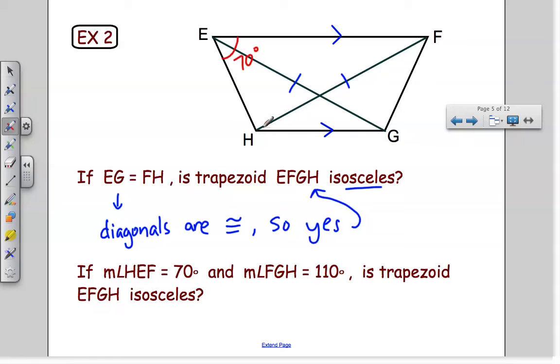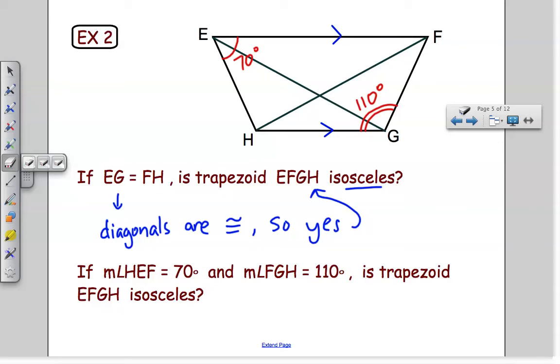FGH, vertex at G. I'm going to have to do two arcs, because it's a different angle, but it's talking about that whole angle being 110 degrees. Is the trapezoid isosceles? I'm pretending I don't know this part here. We said it was isosceles because of this. Starting over, let's say this is all I knew, and now I would not know these diagonals were congruent. But I have these angles. Does that mean the trapezoid's isosceles?